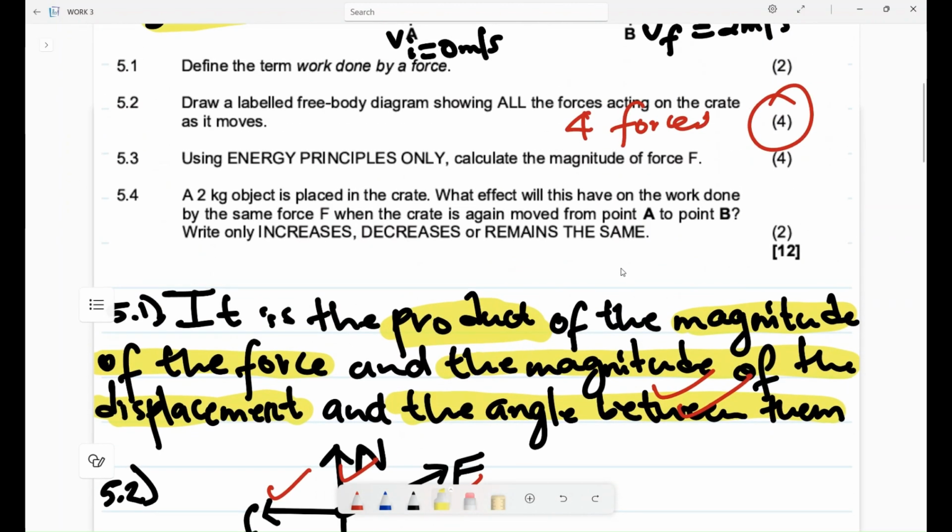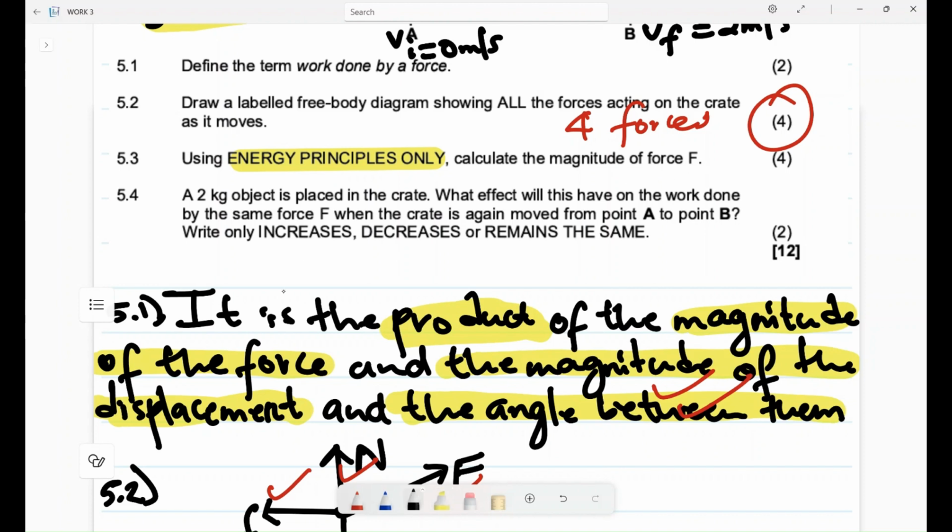Now let's look at 5.3. It says now use energy principles. Energy principles only, meaning they are trying to say do not use maybe vertical projectile motion formulas. Calculate the magnitude of force F.